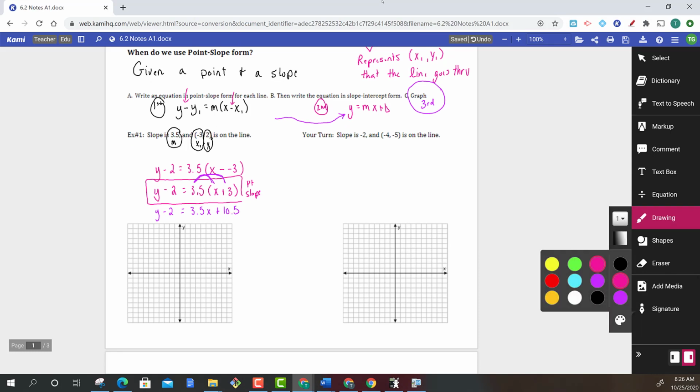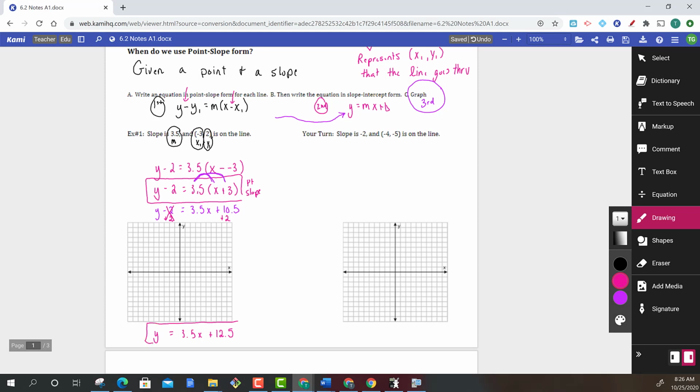And then finally, we want to solve for y, so that means we need to get y by itself. So we're going to add 2 to both sides. And now y is going to be isolated on the left-hand side. On the right-hand side, we're going to have 3.5x plus 12.5. So this is the slope-intercept form of the line. For now, we are not going to graph. We're just going to focus on rewriting the equation in both of these forms.